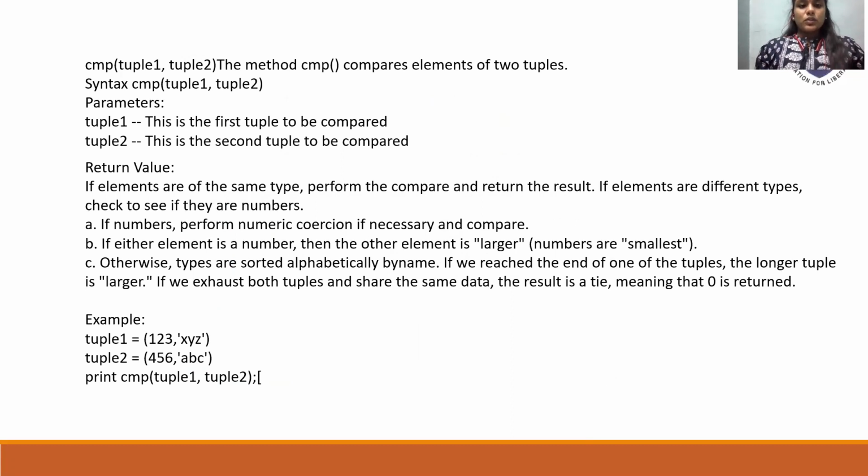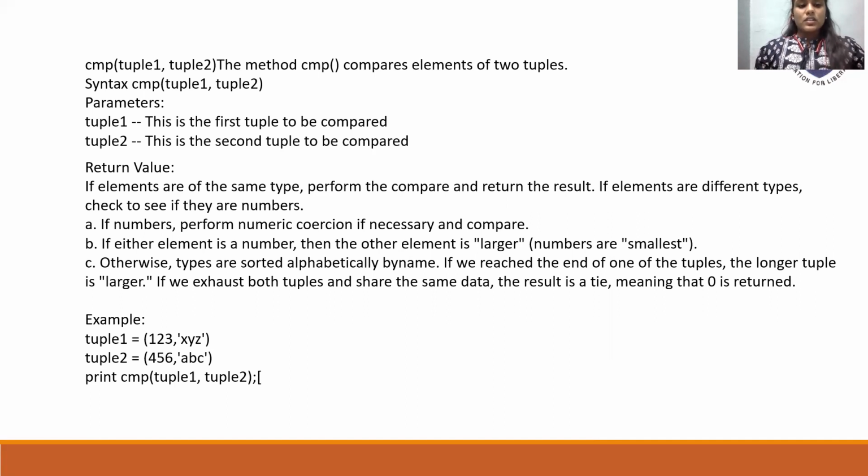Compare tuple1, tuple2. The method compare compares elements of two tuples. Syntax: compare(tuple1, tuple2). Parameters: here tuple1 means this is the first tuple to be compared, and tuple2 is the second tuple to be compared.